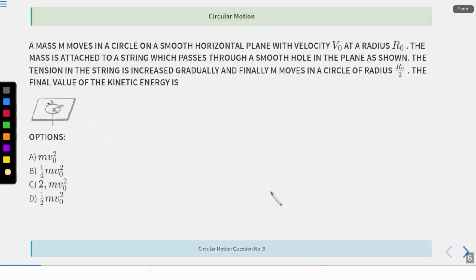Okay, moving on to the next question. A mass m moves in a circle on a smooth horizontal plane with a velocity v0 at a radius r0. The mass is attached to a string which passes through a smooth hole in the plane as shown. Okay. The tension in the string is increased gradually and finally m moves in a circle of radius r0 by 2. The final value of the kinetic energy is what is the question. So here there is energy concept and there is circular motion a little.